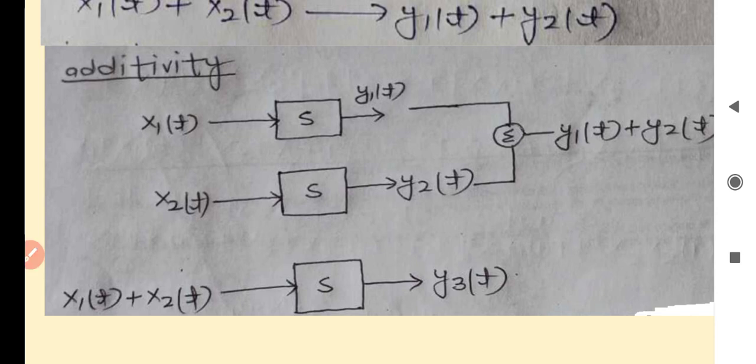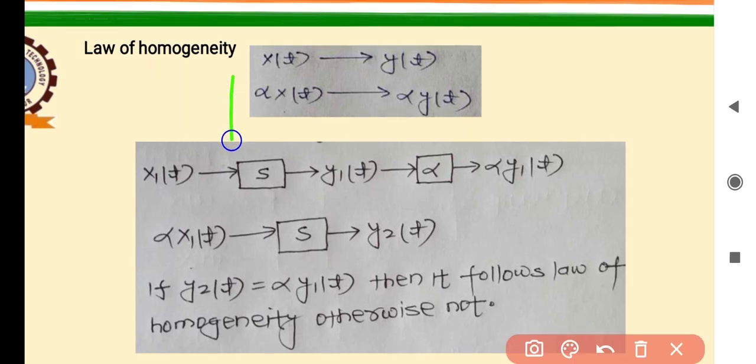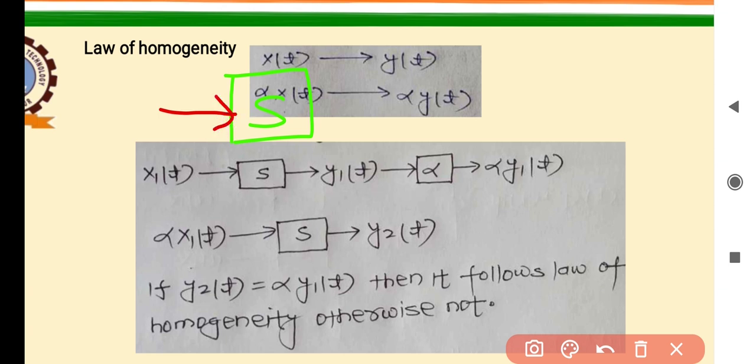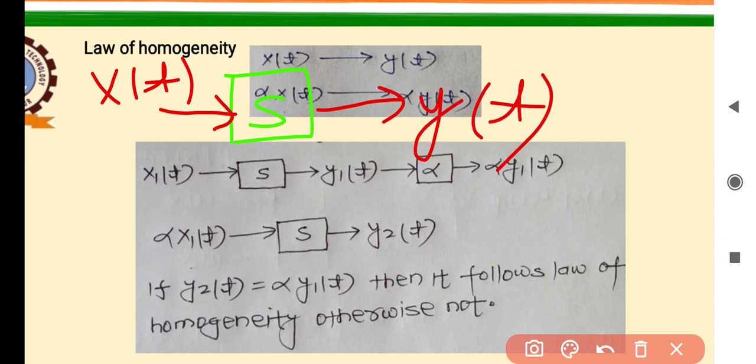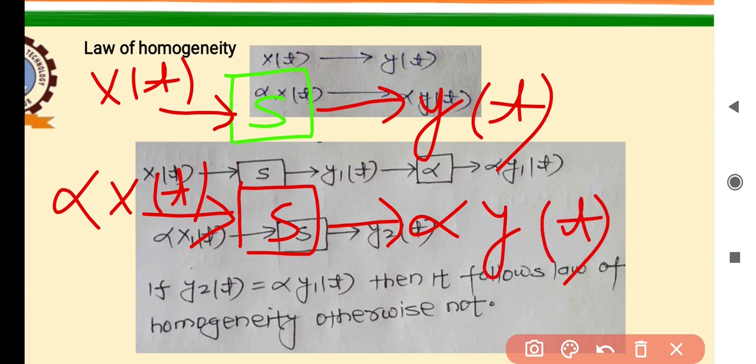Next, what we have to check is the law of homogeneity. Law of homogeneity means if there is a system S, and we give input x(t) to this system and it produces output y(t), and if this input is multiplied by a scalar or a constant, suppose alpha, and given to the same system, and it produces output alpha into y(t), then we can say that this system follows the law of homogeneity. I will repeat again.